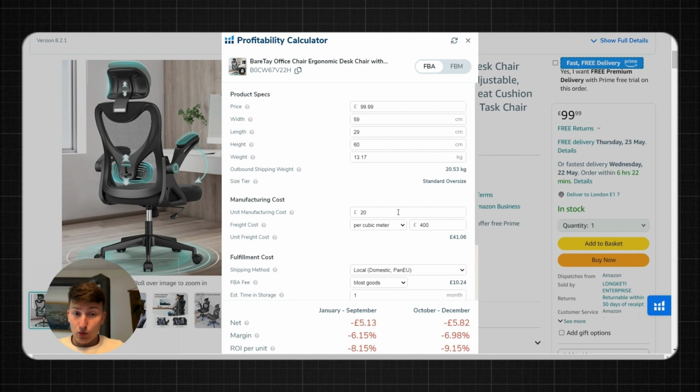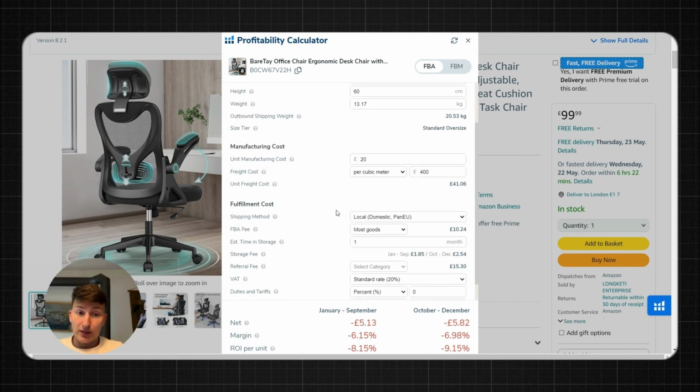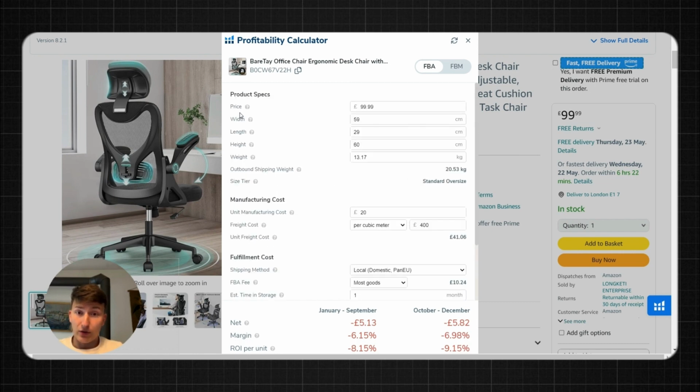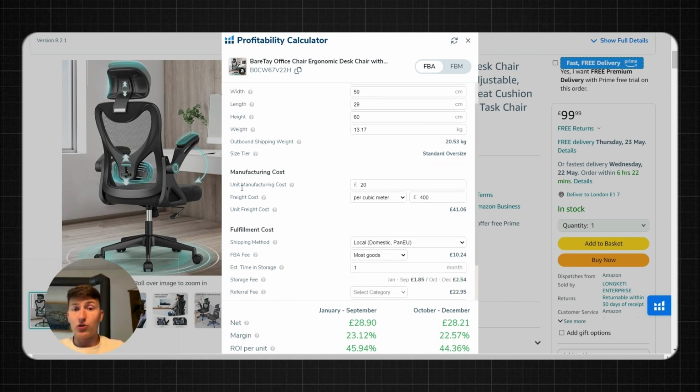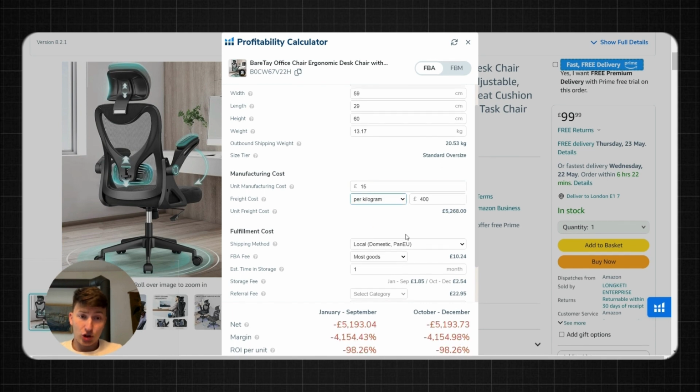So we will have a look at the selling price. Here we have the different points. Selling price $99.99, just here as an example. We will say somehow you have a product you can sell for £150 with the same product specifications. Maybe you have a cheaper unit price. You do not pay $20 per unit, but you only pay $15 per unit.